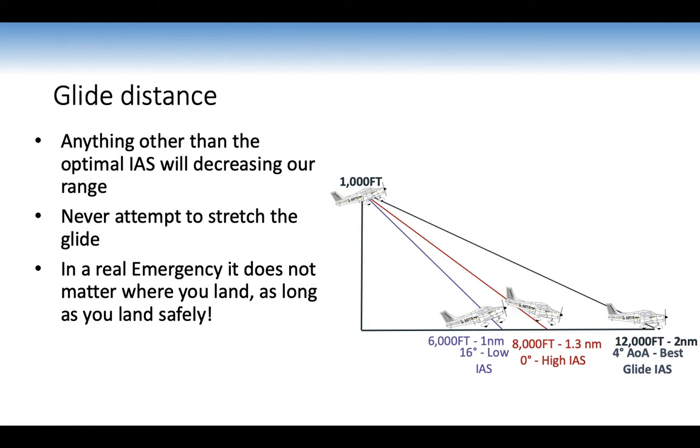It does not work. You've got a high nose attitude, and it looks like you're making the field, but you're not. You're actually having a steeper approach. So even if you're undershooting the field, there's nothing you can do but maintain the glide speed. You must maintain it at all times, 73 knots. In a real emergency, it does not matter where you land, as long as you land safely. Be it a private field, an airport, an active runway, a grass strip or a paddock.